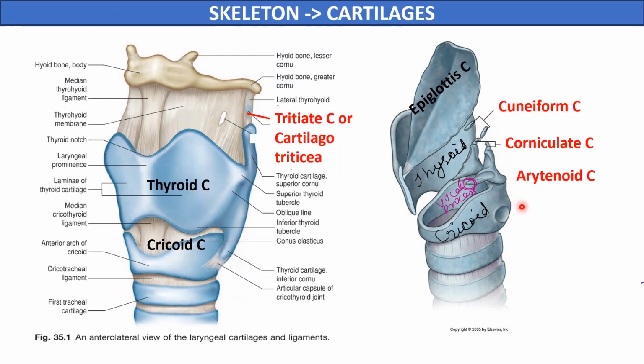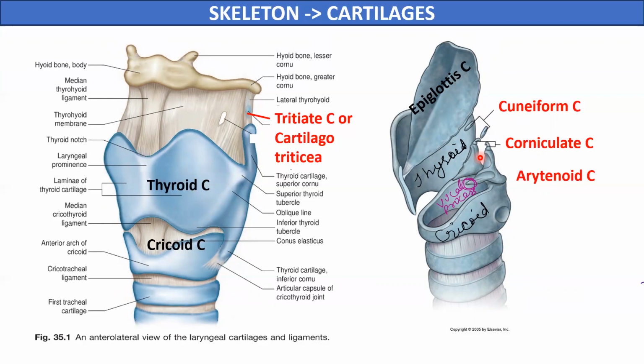Now some of the cartilages of the larynx are of the hyaline variety and some are of the elastic variety. The hyaline cartilages of the larynx are the thyroid, cricoid, and part of the arytenoid cartilage. The corniculate, cuneiform, and epiglottic are of the elastic variety. In the arytenoid cartilage, two parts, the vocal process and the apex of the arytenoid cartilage, are of the elastic variety, but the rest of the arytenoid cartilage is of the hyaline variety. So we will study the cartilages, a total of 9 cartilages in the larynx.